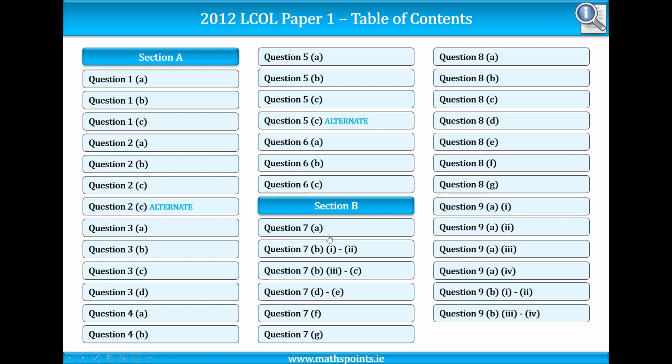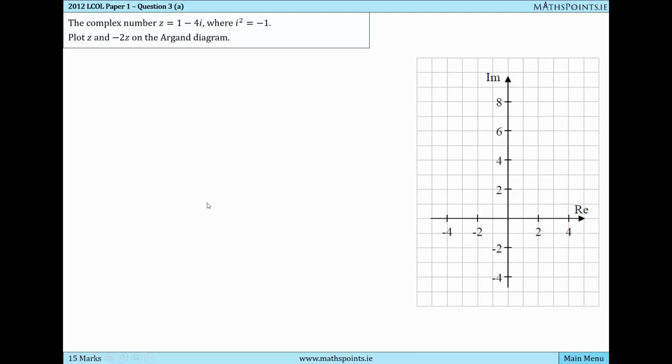So let's take a look at this complex numbers question from the Leaving Cert Ordinary Level 2012, paper 1. It's question 3, and we're told that the complex number z is equal to 1 minus 4i. And they ask us to plot initially z on the Argand diagram, and then minus 2z.